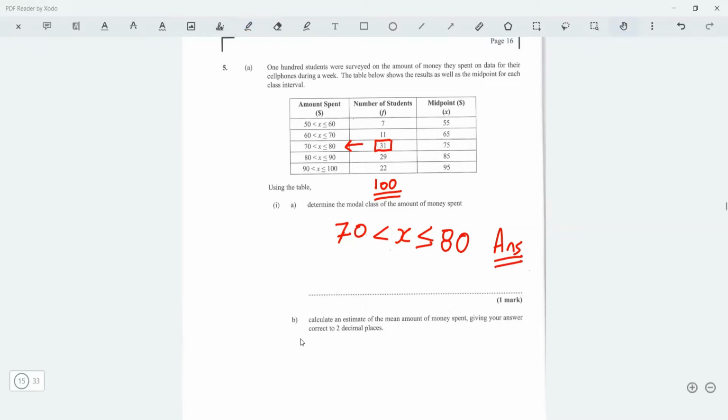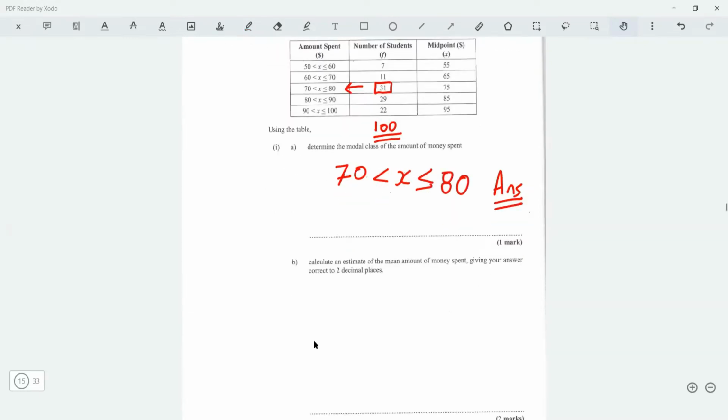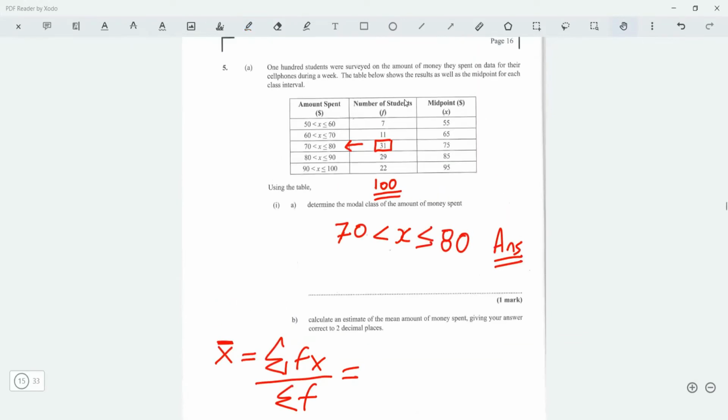Now it says calculate an estimate of the mean. To work out an estimate of the mean, we use bar x to represent the mean. Remember, bar x is equal to the sum of f x divided by the sum of f. That is the mean. We already know the sum of f, which is right here. The sum of f is 100.